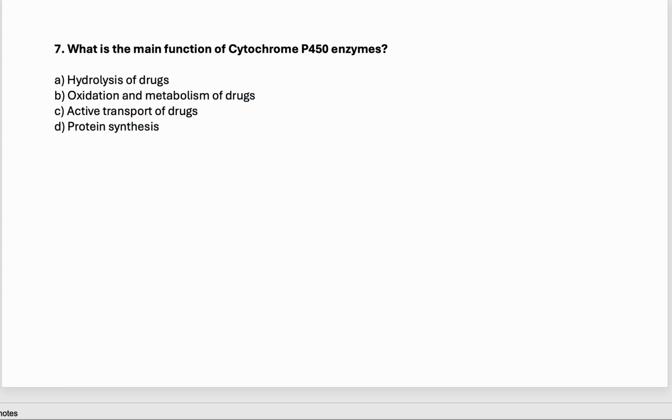Now, question number 7. What is the main function of cytochrome P450 enzymes? A. Hydrolysis of drugs. B. Oxidation and metabolism of drugs. C. Active transport of drugs. Or D. Protein synthesis.